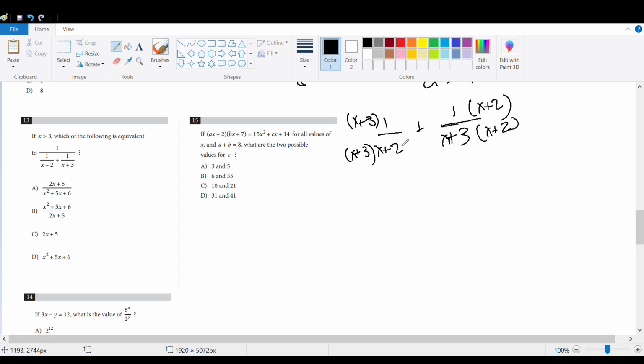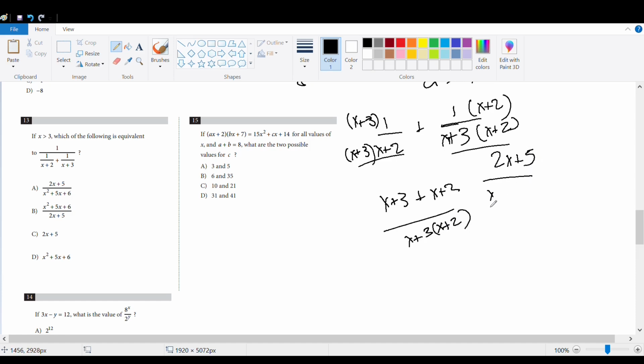And we're just making math a little bit easier, because now these denominators are the same. So you do x plus 3 plus x plus 2 over x plus 3 times x plus 2. So we get 2x plus 5 over x squared plus 5x plus 6. So there we have a little hint. So we have 1 over 2x plus 5 over x squared plus 5x plus 6.